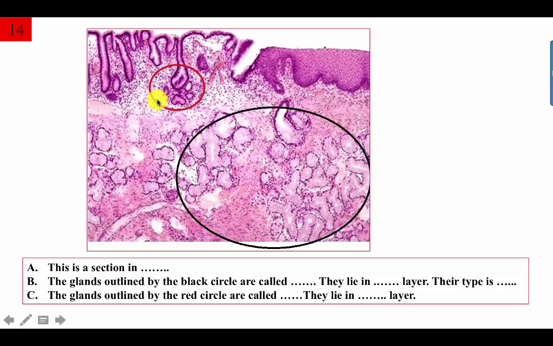Here we have the glands outlined by the red circle. They are called the gastric or fundic glands. They lie in the mucosa layer. So here the glands are in the mucosa, and here the glands are in the submucosa. This is drawn in your book as the gastroesophageal junction. You can see the fundic or gastric glands and the mucous glands.